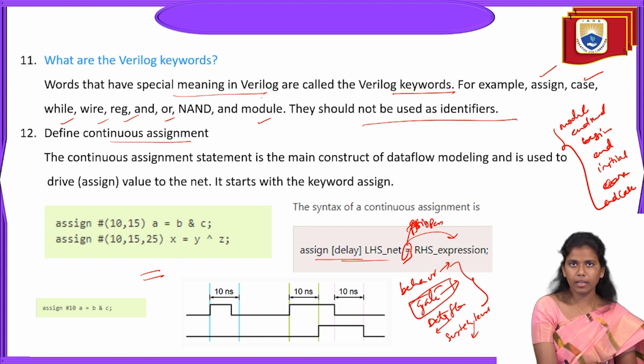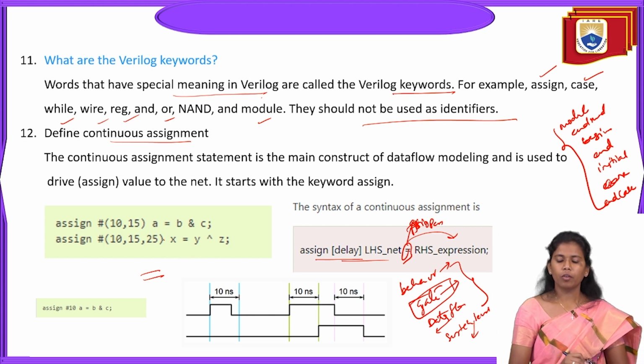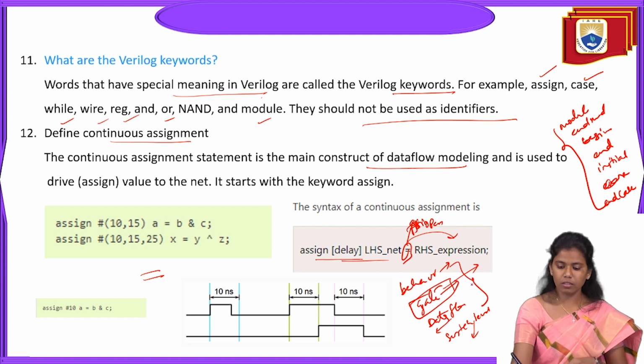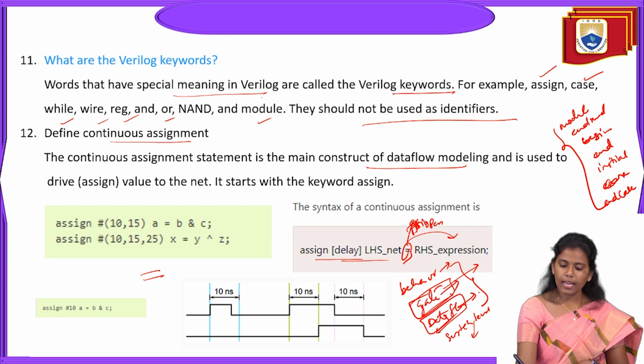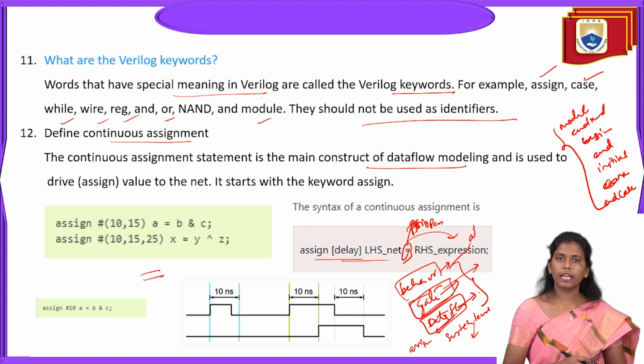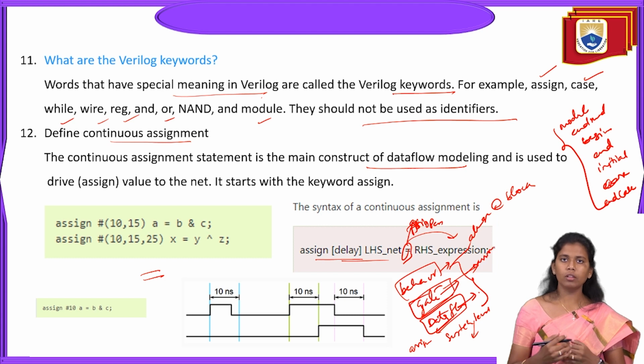In this particular example, you can see the continuous assignment is the main construct of data flow modeling. That means if you are going with the third level of abstraction, data flow modeling, then assign is the keyword that you use. In behavioral modeling, always at the rate block is the keyword that you have to mention. And in gate level modeling also, there is a keyword. These keywords play a vital role in all the levels of abstraction.